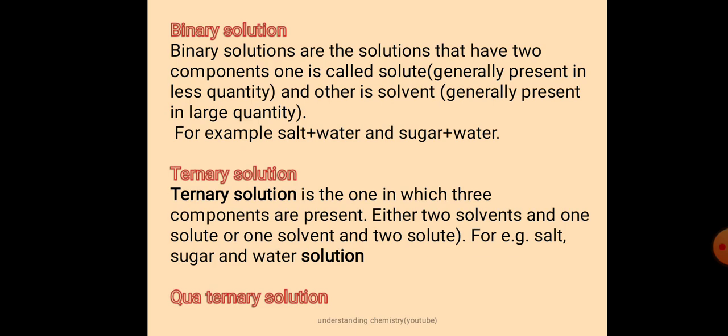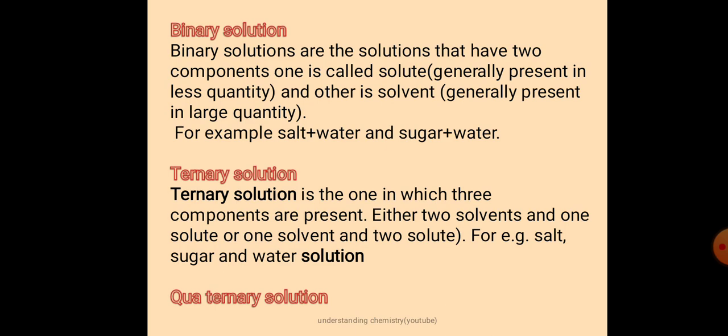So, it has two components. One is called as the solute, the other one is called as the solvent. Which is a solvent? The one which is present in the larger quantity. So, when you are mixing water and alcohol, the one which is present in the larger quantity, we call it as solvent. The one which is present in the lesser quantity is called as the solute.